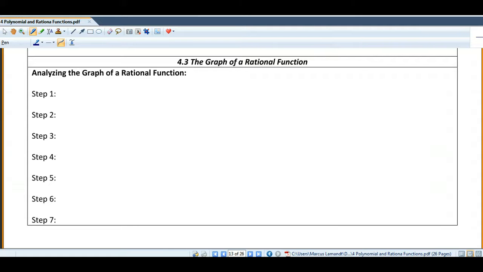Alright, you guys, if you could please turn to section 4.3, the graph of a rational function. I'm going to write in the steps that we're going to be following to analyze the graph of a rational function, and then we'll talk about it.